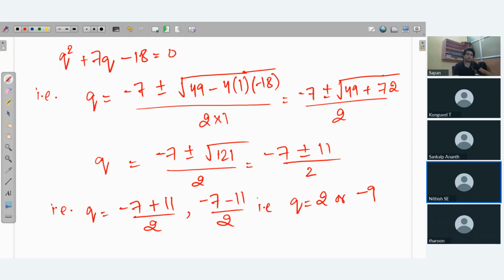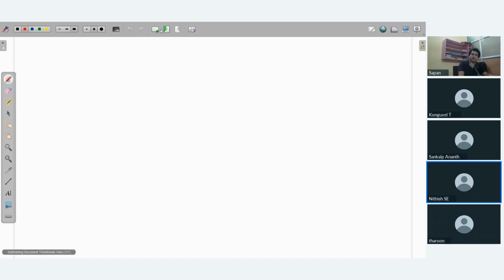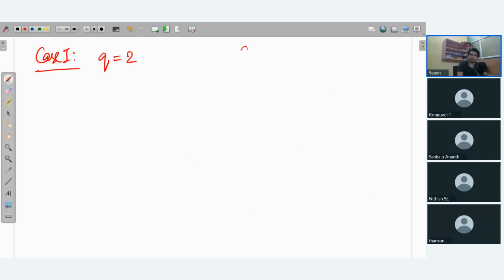Sir, this is what I got. Q is equal to 2 and P is equal to 9, or negative 9. I multiplied both and I got 18. So we have case 1 when Q is equal to 2 and case 2 when Q is equal to negative 9.